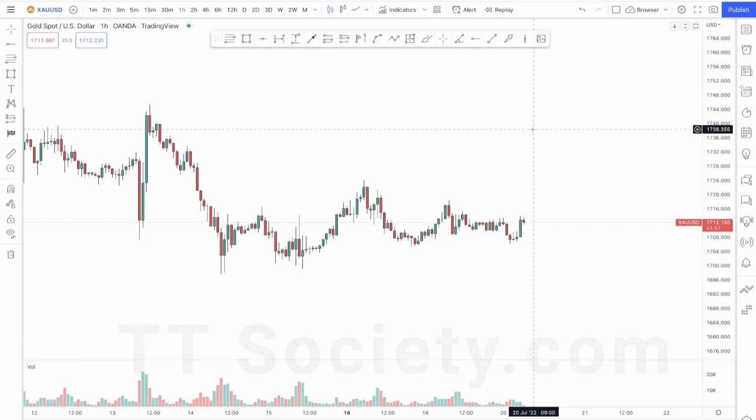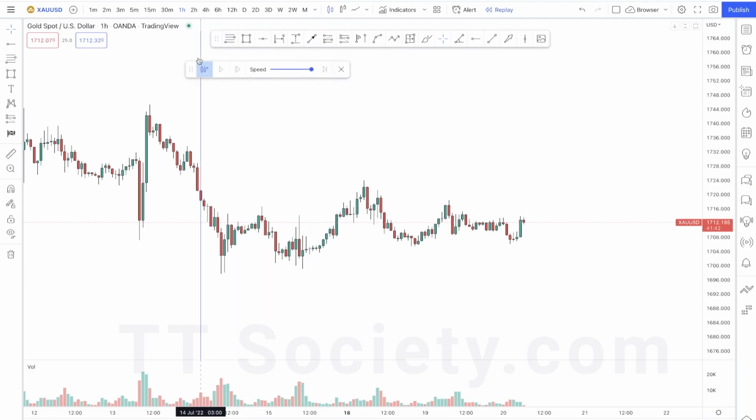So we're back in TradingView. We're looking at gold spot on a 1 hour chart, and we are going to use the replay tool. The replay tool is the tool of choice when it comes to backtesting. So let's click on the replay tool once, and you see that little menu appearing here. What can you do with that?